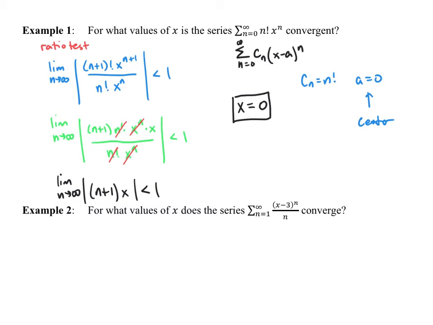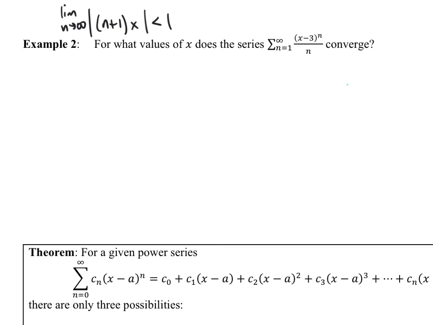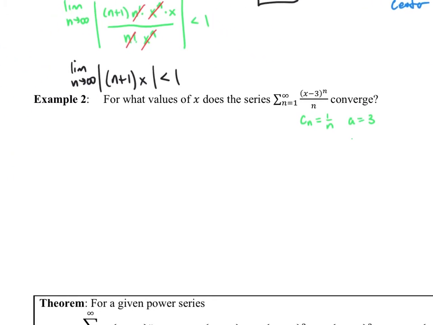Okay, let's take a look at example 2, something a little bit different. So in this case, let's just kind of brainstorm for a second. We have c sub n, which is equal to 1 over n, and the center a is 3 in this example. So again, if we're thinking back to the general form for a power series, c sub n is 1 over n. That's going to be the generator, that coefficient generator, and then a is going to be equal to 3. And let's go ahead and perform the ratio test and see if we can figure out for what values make this particular one converge.